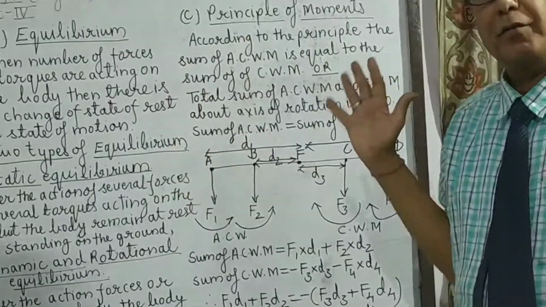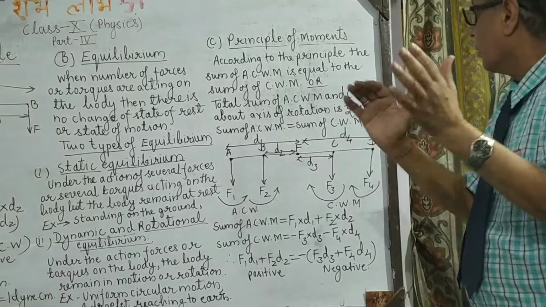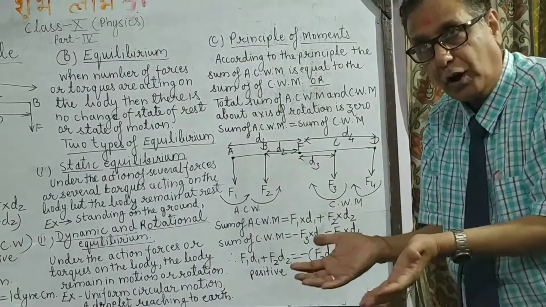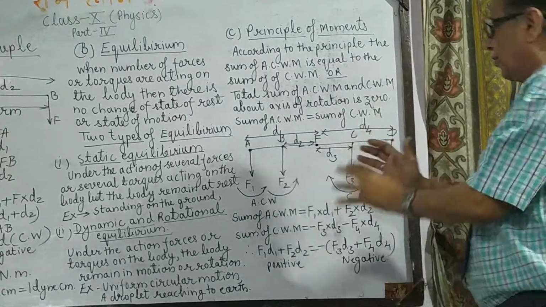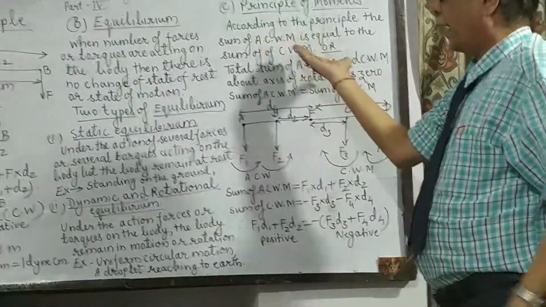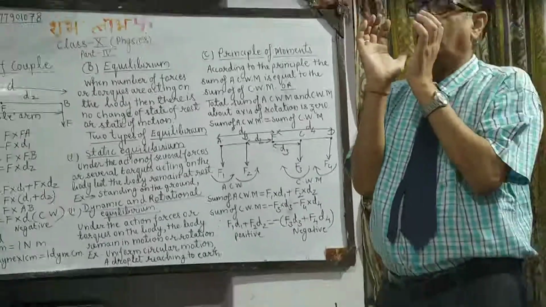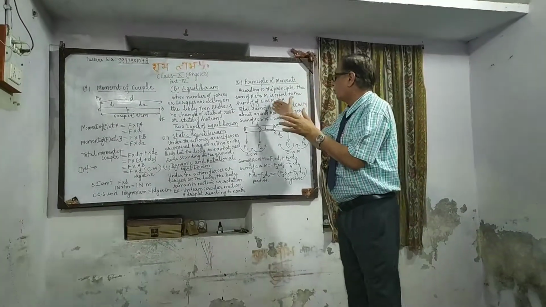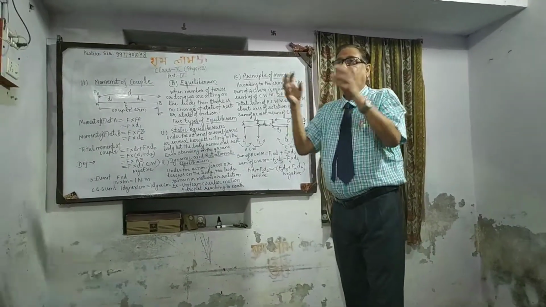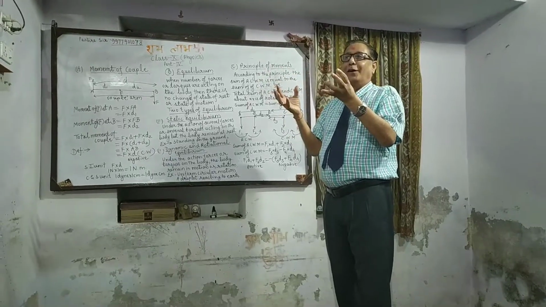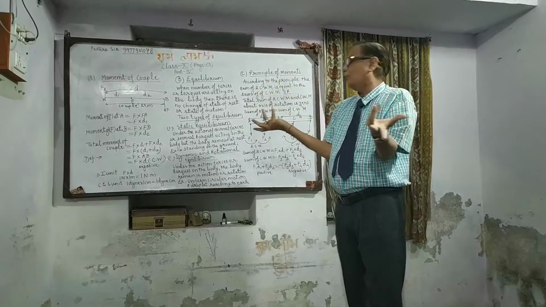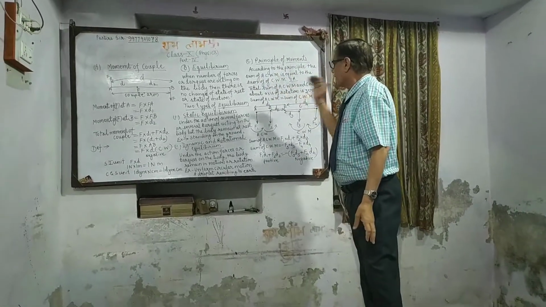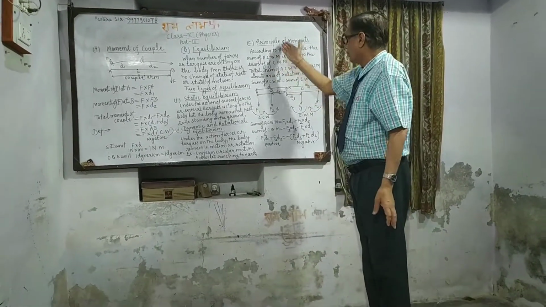According to the law of conservation, the total anti-clockwise rotation effect is equal to the total clockwise rotation effect. Or in other words, the total anti-clockwise moment will be positive and the total clockwise moment will be negative. So when both are equal, naturally when you add them, plus 10 and minus 10, it will become 0. So that is another form of this principle.